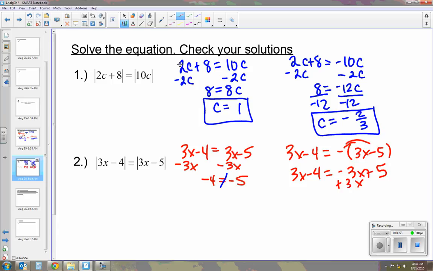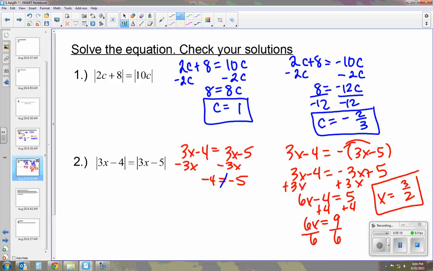Add the 3x. So we have 6x minus 4 equals 5. Now add the 4. 6x equals 9, divide by 6, and x equals 3/2. And we plug it back in, make sure it checks out. It does, and we've got our solution. So for this one, we only had one solution.